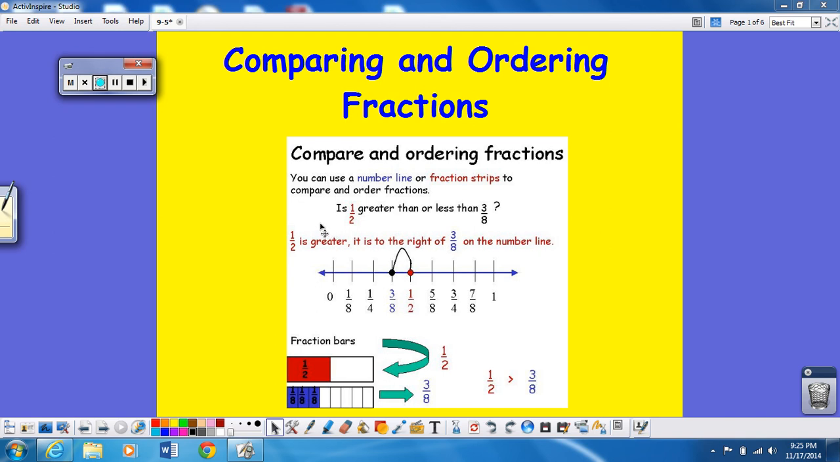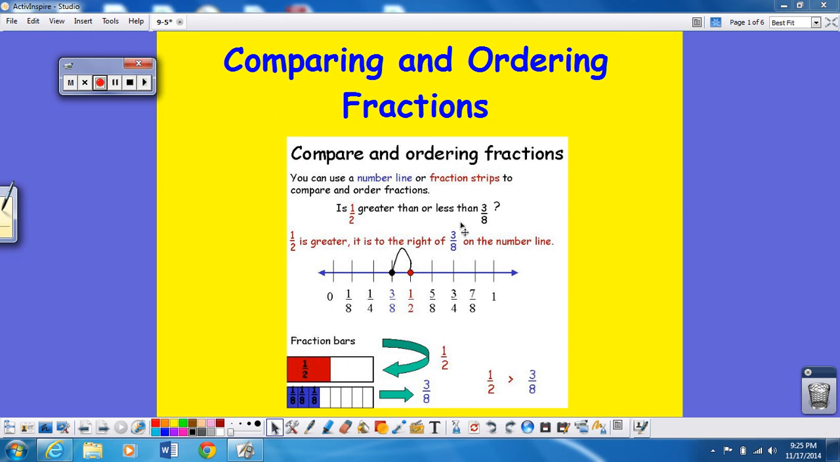Okay, guys, tonight's lesson is comparing and ordering fractions, and this is topic 9-5. I want you to put your seatbelts on tonight because I'm going to show you several different things that I think will be helpful as you compare fractions and order fractions.